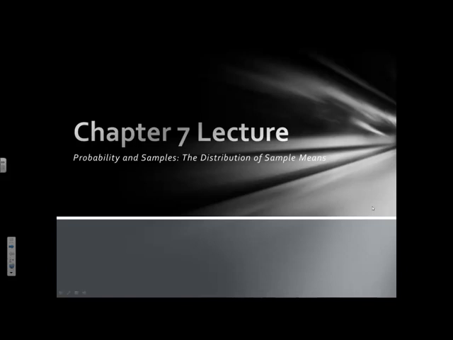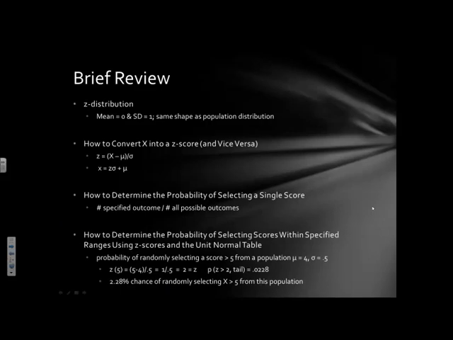So this will be the last part of the descriptive statistics portion of this class, and then we'll be moving on to inferential statistics or hypothesis testing. Just as a quick review, in the previous two chapters we covered the z-distribution. Remember, it has a mean of 0 and a standard deviation of 1, and it has the same shape as the population distribution. Just because you convert scores into z-scores doesn't change the shape. We also looked at how to convert x values into a z-score and how to convert z-scores back into an x value with the formulas that you see on the screen.